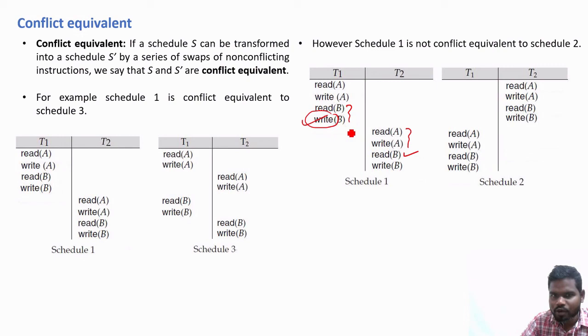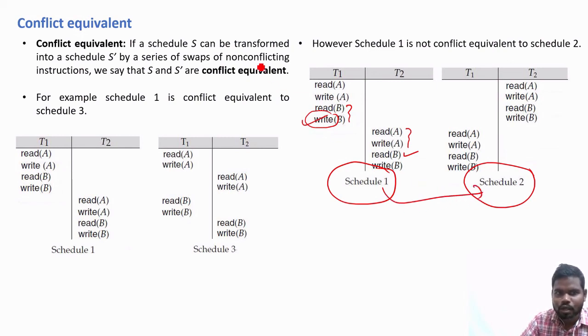Since this write B cannot be swapped with read B, we cannot bring it to the bottom of transaction T1. That is why schedule 1 is not conflict equivalent to schedule 2, because we cannot transform schedule 1 to schedule 2 by a series of swaps of non-conflicting instructions. So this is conflict equivalence.